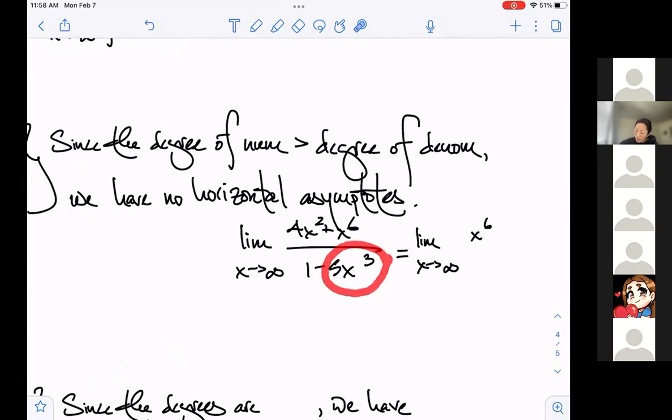Same thing down here. I have a really big number, and I'm going to do 1 minus that really big number. The 1 isn't going to really make a difference. Rather, it's just going to be this part that's important. Right?